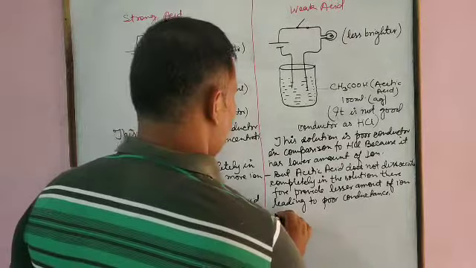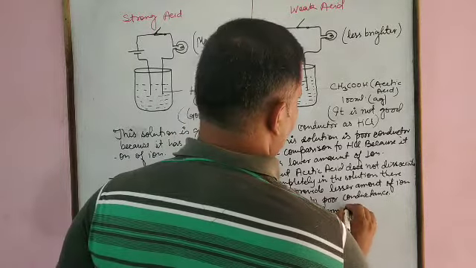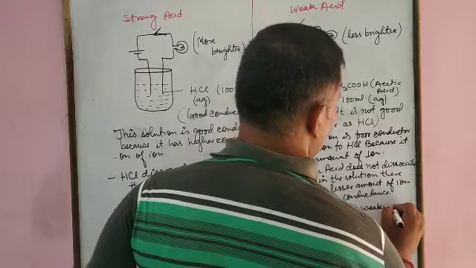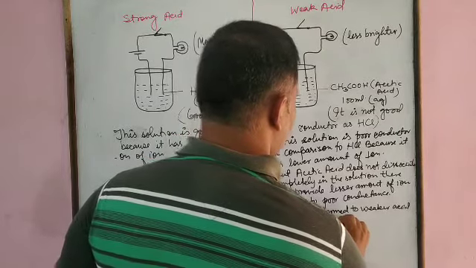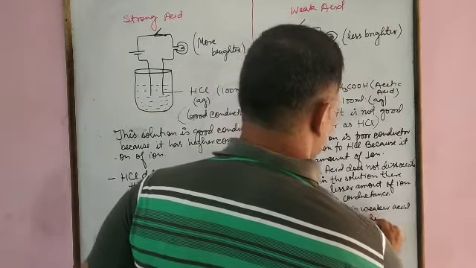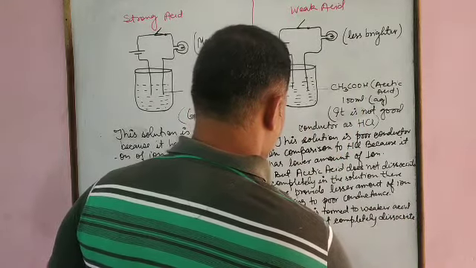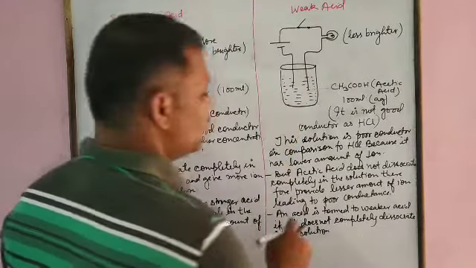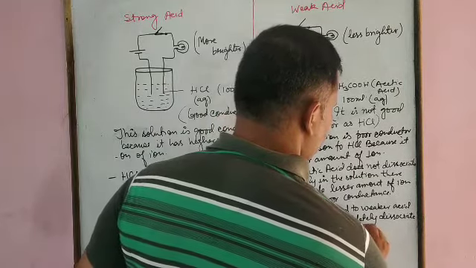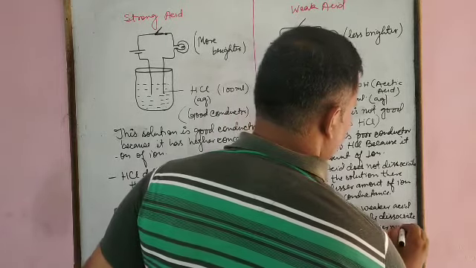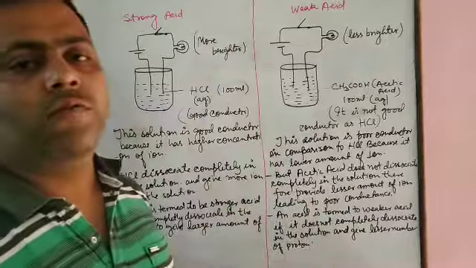And the next one, an acid is termed to be weaker acid if it does not completely dissociate in the solution and give lesser number of protons. Therefore, it is termed as weaker acid.